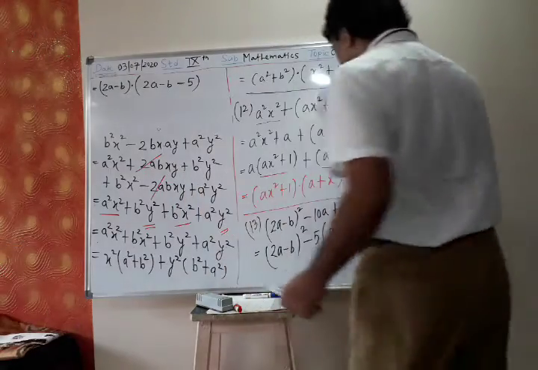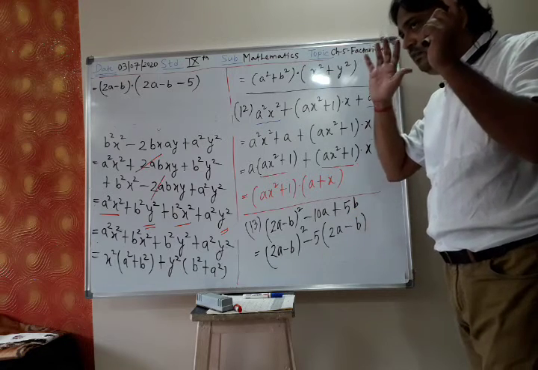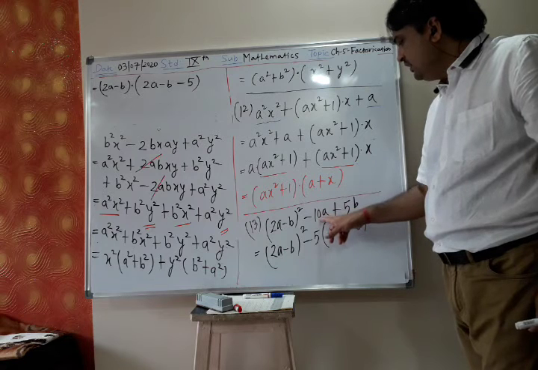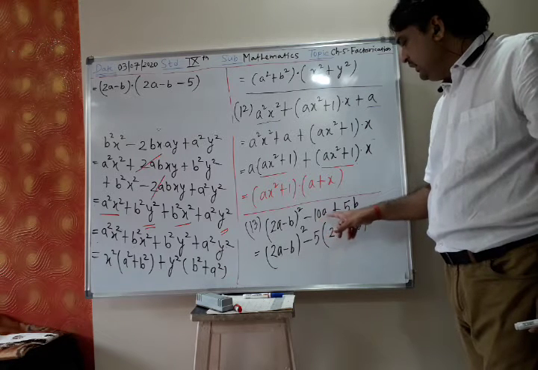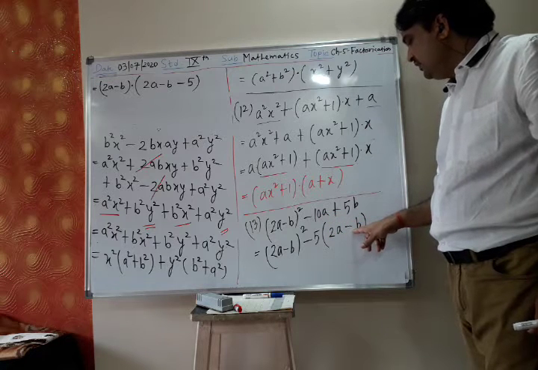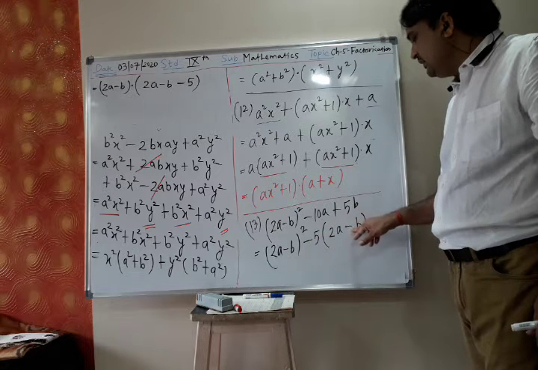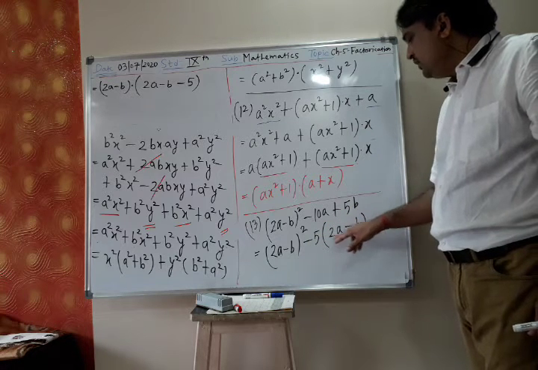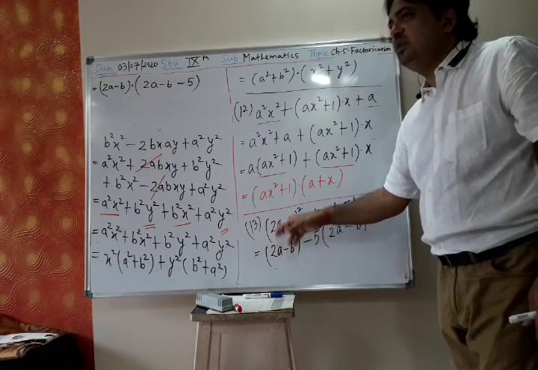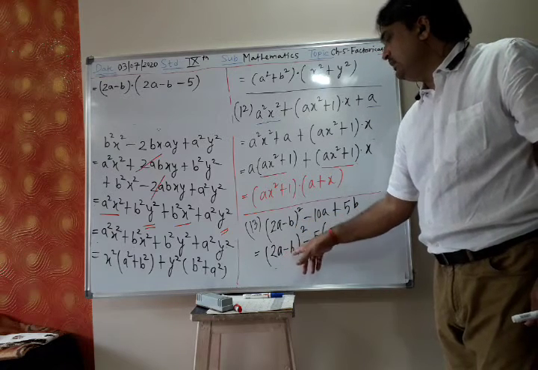See here. Minus 10a and 5. We know, when we observe, that 5 2s are 10. So if I take 5 common, then 2a minus b is left, because minus I have taken outside, so inside sign will change, plus becomes minus. So 2a minus b is now common. Remember, 2a minus b whole square means 2a minus b into 2a minus b.